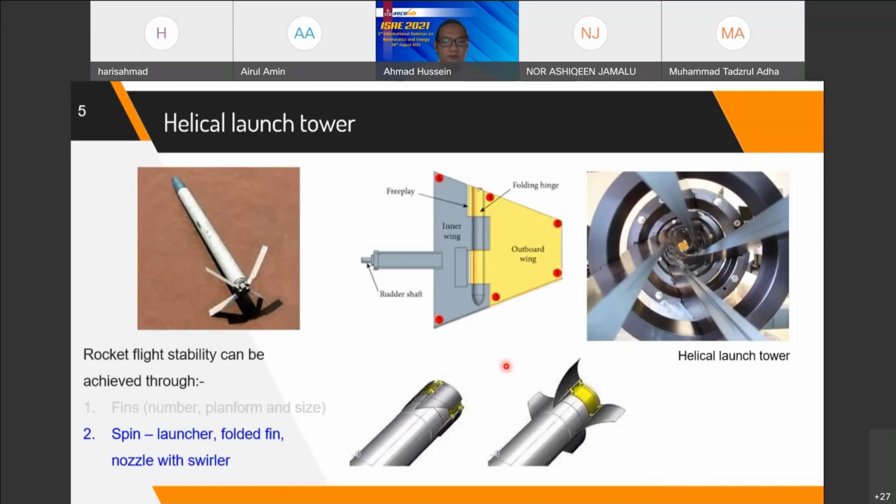So how do we achieve spin? There are a few ways. One is through the launcher itself. This is an example of a helical launch tower. The rocket can also be spun through fins. We have a few types of fin. Here we have a folding fin, and a wrap-around fin here. This type of fin can also induce a spinning motion of the rocket. And the last one, we can also induce the spinning through the nozzle itself. This is the main focus of the study.